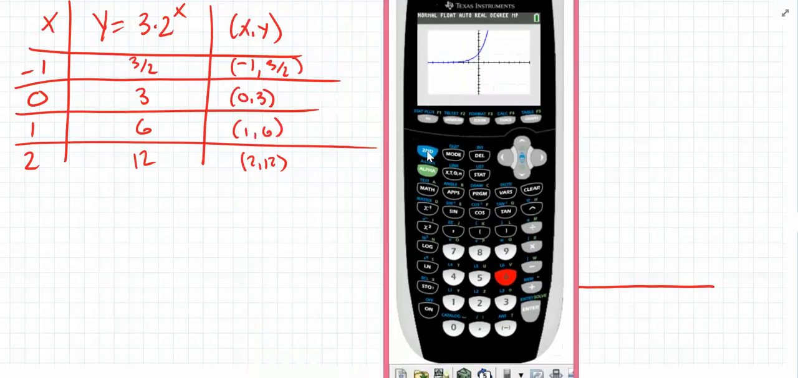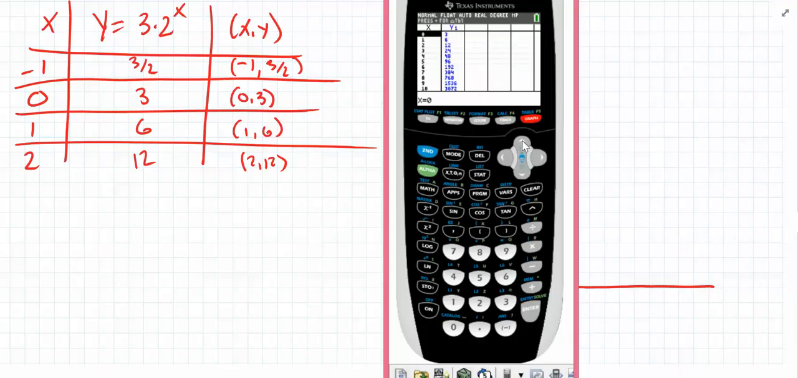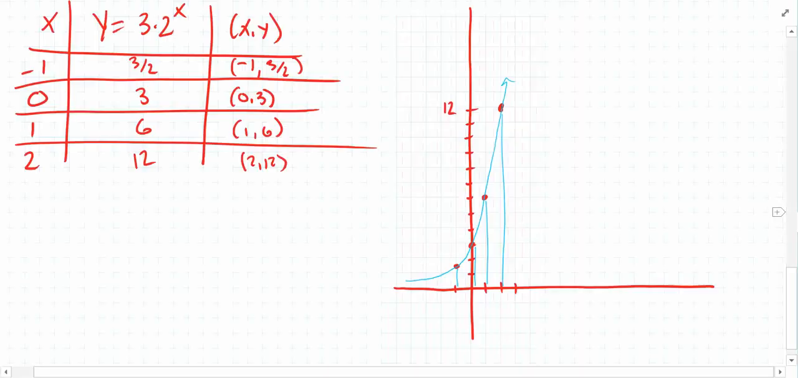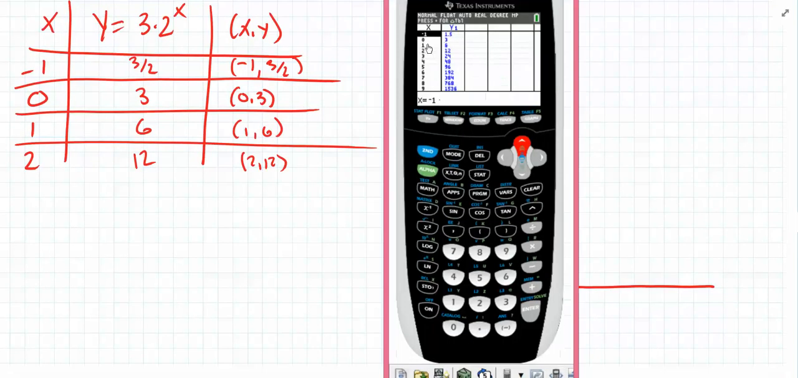At negative 1, I should be at 1.5, and we were. There's mine right there. If I was at 0, I'm at 3. If I am at 1, I'm at 6. And if I'm at 2, I'm at 12. So it looks like my graph is absolutely perfect, matching with what we did as a sketch. So this is what you would do to sketch it on the homework tonight.